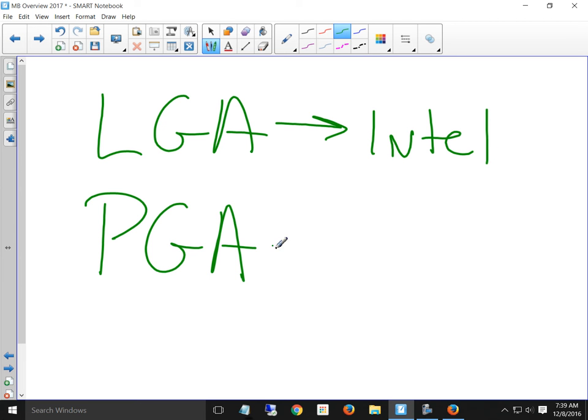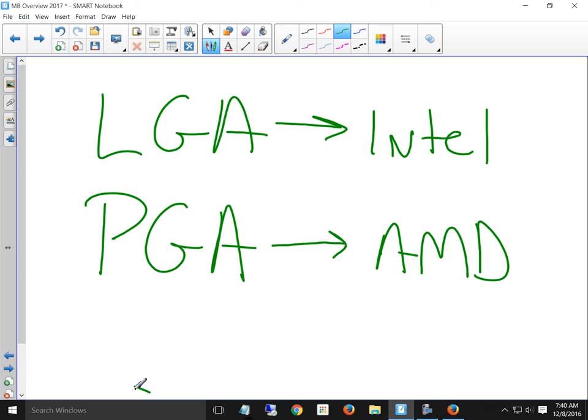And the PGA socket is most commonly used by what manufacturer? AMD. Okay, and I say most commonly because it's not 100%. They don't only use this, but I'm going to say 90% of the time, that one used that and that one used that. So if there's a question showing an LGA socket and it says what kind of manufacturer CPU goes in here, the answer is Intel, realizing that yes, there is a small chance that there is an AMD socket that is LGA, but I'm talking about for the most part.